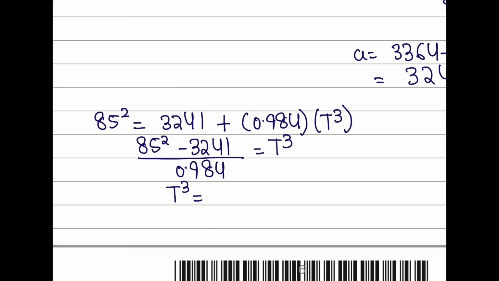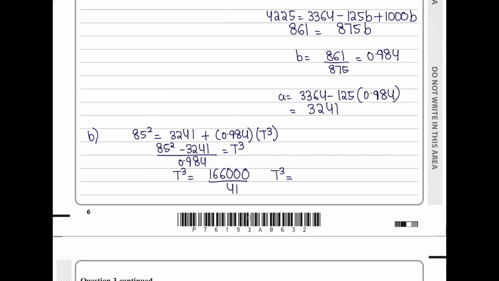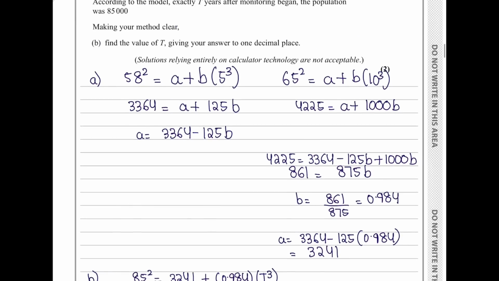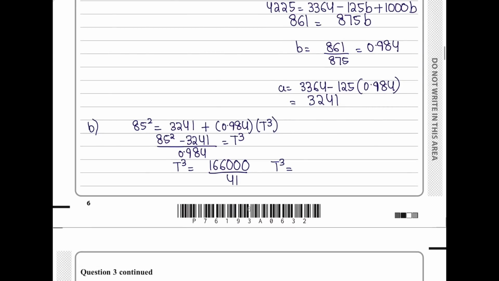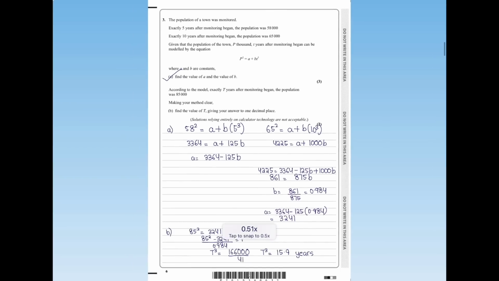T cubed therefore can be said to be 166,000 divided by 41. So therefore t cubed is, you just take the cube root of this, 15.9, and they have said the answer to be 1 decimal place, so 15.9 years. With this, we conclude question number 3, and now we'll move on to question number 4.